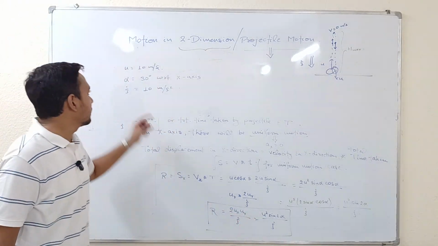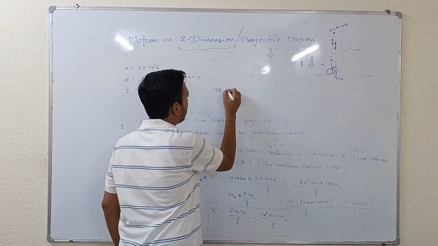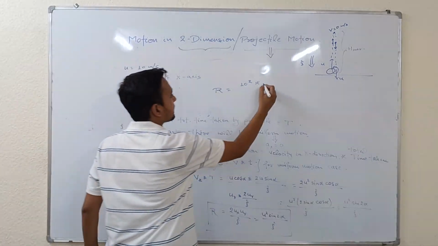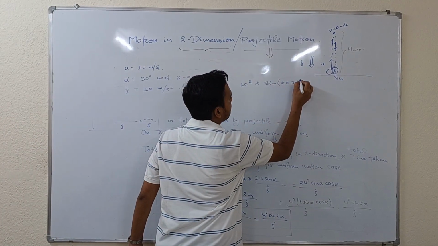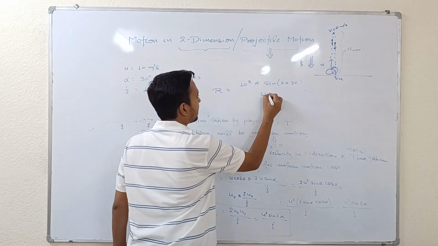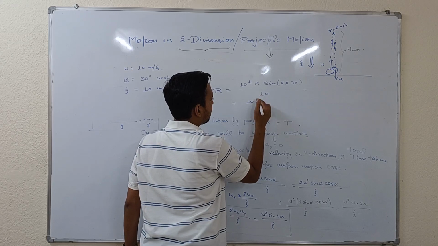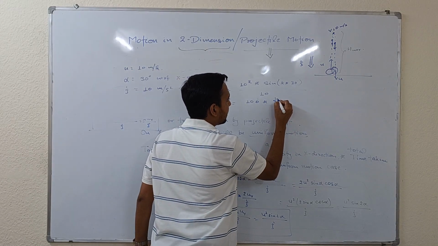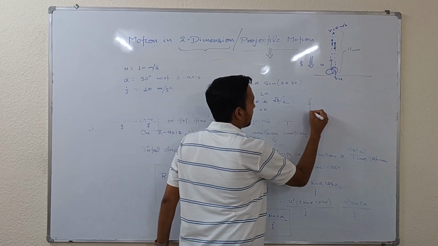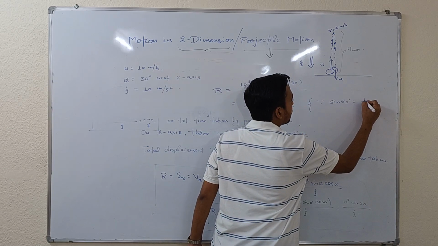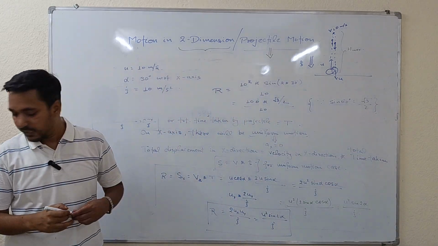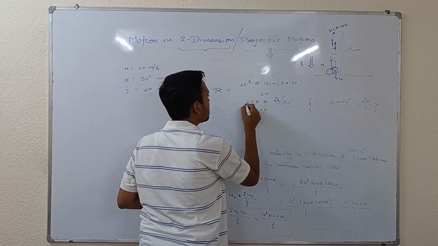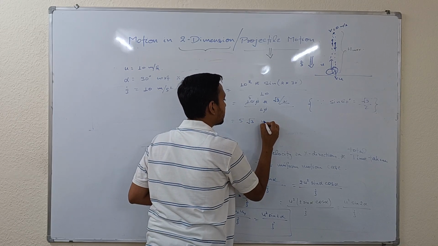So putting these values in our range formula, the range will come out to be u square, or 10 square, sine 2 alpha, that is sine 2 into 30 degree, divided by g, that is 10. So it is 100 into sine 60 degree, divided by 10. The value of sine 60 degree is root 3 by 2. Simplifying this, 10 cancels, 2 fives are 10, so the range will be equal to 5 root 3 meters.